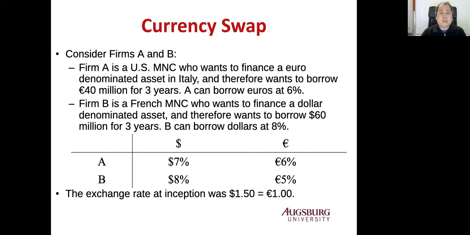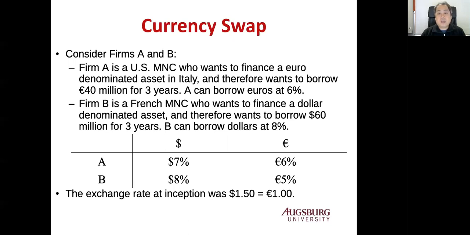So firm A is the US firm. It's a multinational company who wants to finance foreign currency, say euro, in Italy, okay? And therefore they want to borrow 40 million euro for 3 years. Company A can borrow euros at 6%. So their euro interest is 6%.